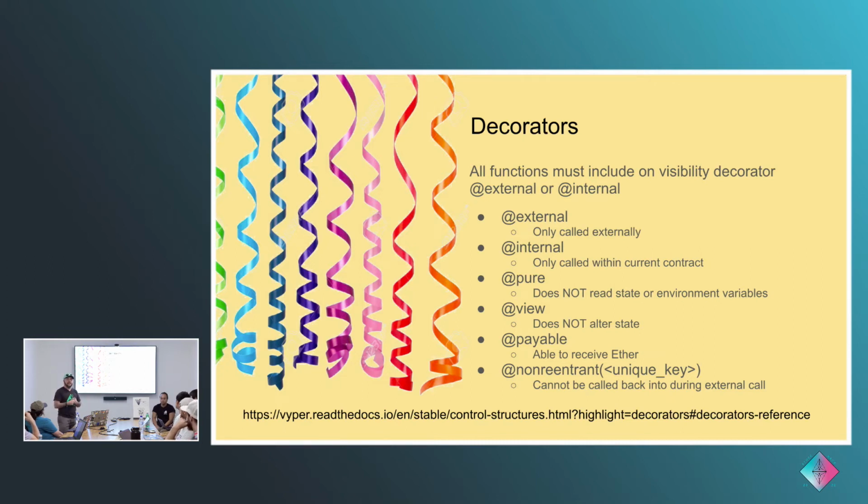And the thing is, these can't be mixed, right? In certain ways they become exclusive. So if you say something is payable and also pure, that doesn't make sense, right? You're sending money, but then it's not going to read the state and it's not going to change the environment. So those things would block each other.